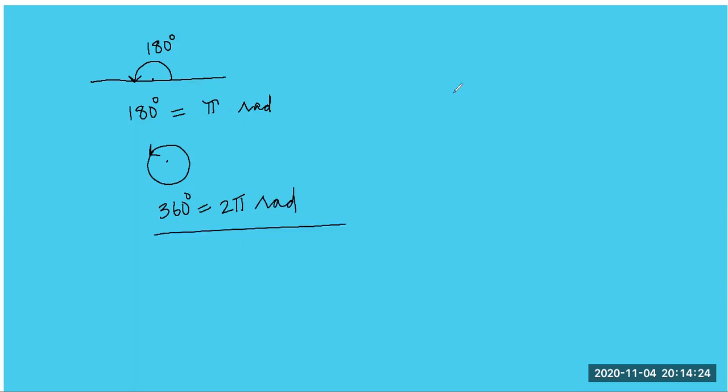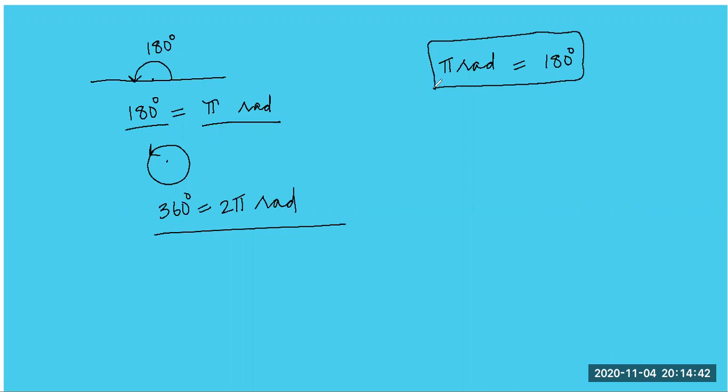So always remember: pi radians is equal to 180 degrees. Always remember this. You will be able to convert all the questions. You will be able to convert degrees, minutes or seconds into radians or vice versa, and radians into degrees.